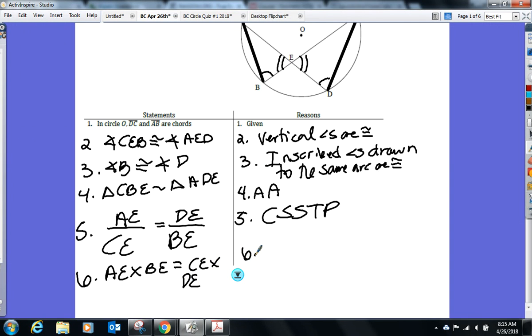Anybody remember the actual statement? It does involve means and extremes. Because remember, here's your means, here's your extremes. There we go, Frank and his new do. Product of the means, is that professional or homegrown?